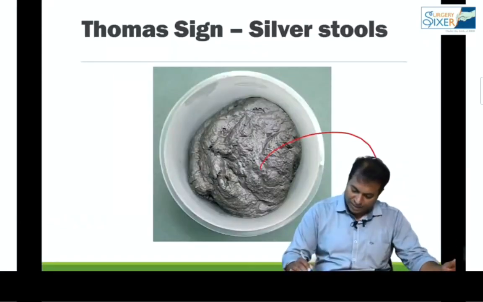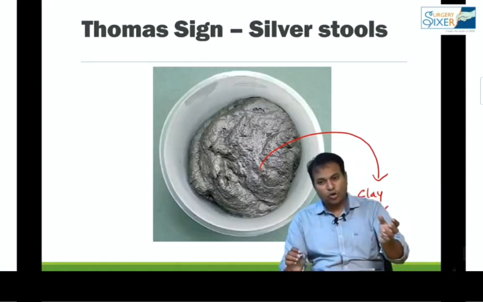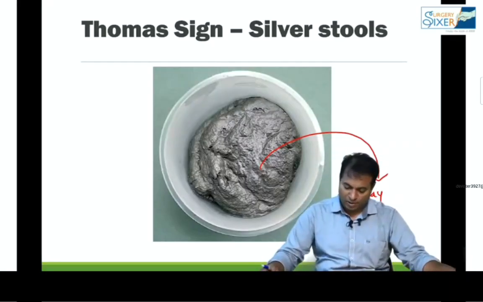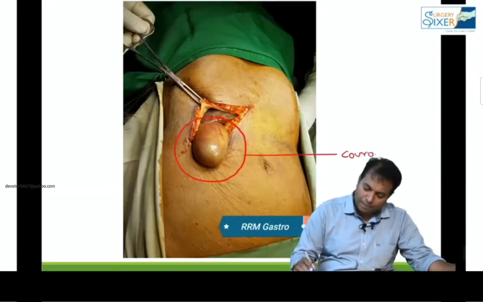So this is the stool color in these patients known as Thomas sign. It is a clay silver stool. Because of obstructive jaundice and melanoma mixed together, the stools will be silver stools. This is known as Thomas sign. Okay, it looks like a silver stool. So this is a typical picture showing you dilated gallbladder and a periampullary cancer. So this is typical Courvoisier law. You can see the typical Courvoisier law.